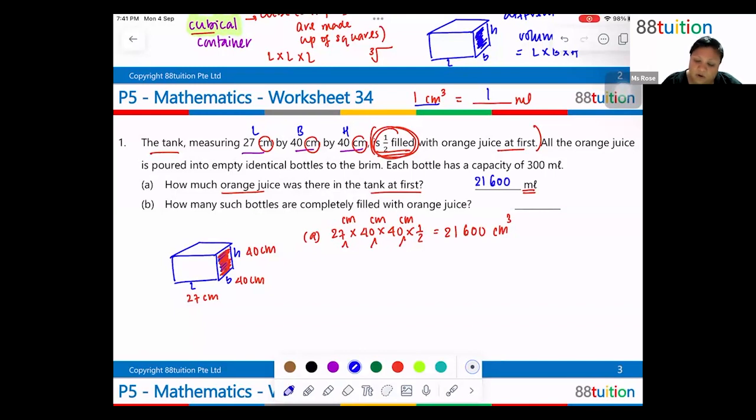Okay? Now, all the orange juice is poured into empty identical bottles to the brim. So that means every bottle has a capacity of 300. When we say capacity, that means it is the total amount of water the bottle can hold. So in this case, the bottle can hold a total of 300 ml of orange juice. So for part B, to find the number of bottles which can be filled with the amount of orange juice in the tank, what do I do?